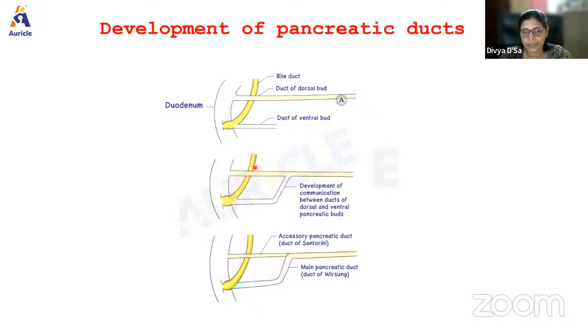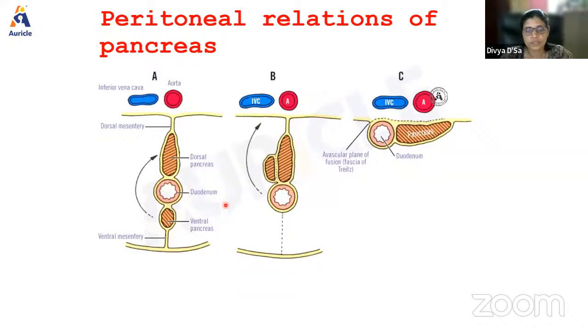To this major pancreatic duct, the bile duct will come and open, and both join together and open into the duodenum as the ampulla of Vater. So this will be the ventral bud and the dorsal bud. With the rotation of the duodenum, the ventral bud moves towards the dorsal side and gets fused. With this rotation, this portion becomes retroperitoneal.